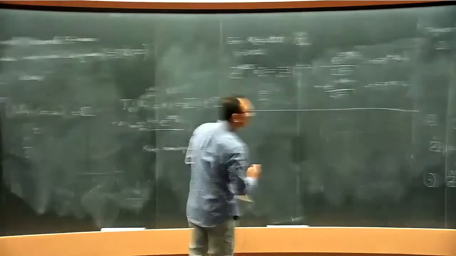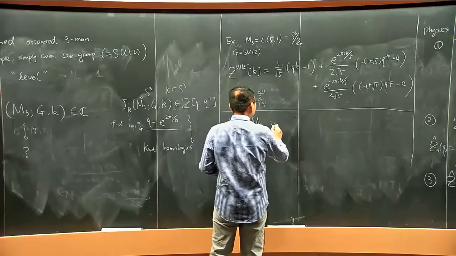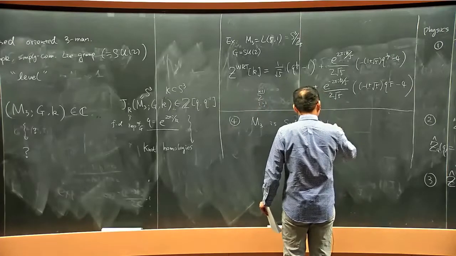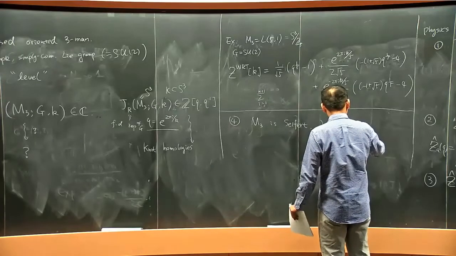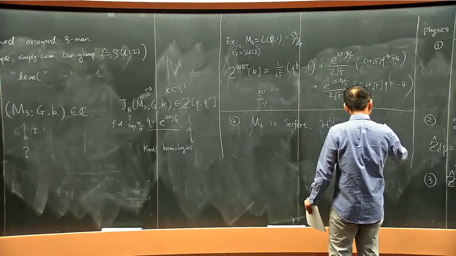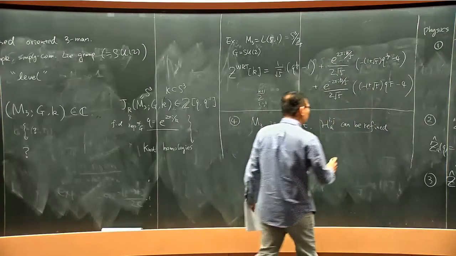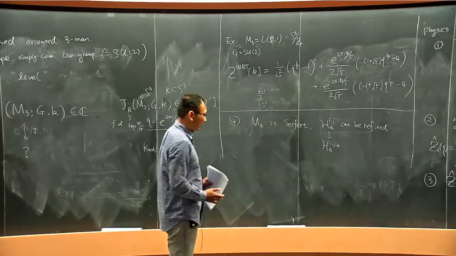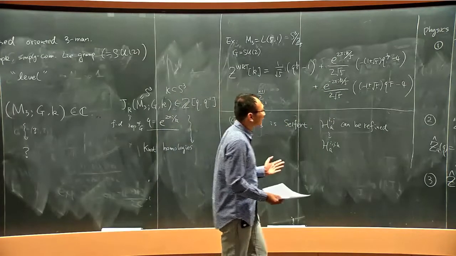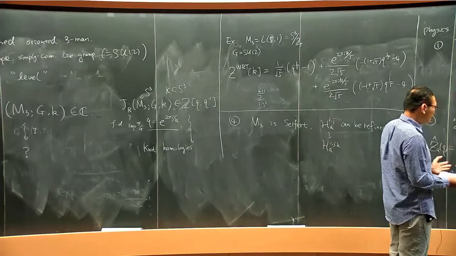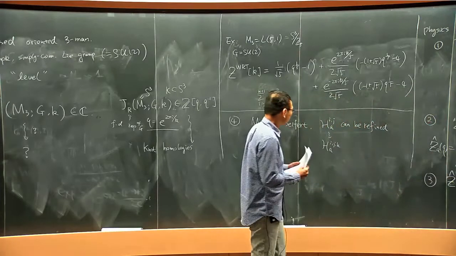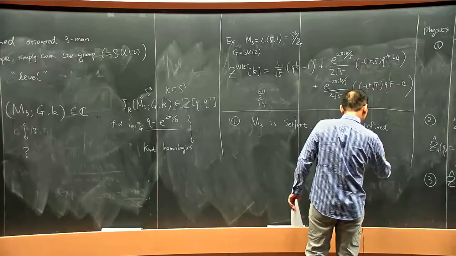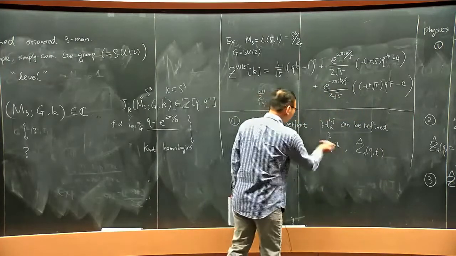Another prediction is that when M3 is plumbed, these homologies can be refined and made into a triply graded version. And Z hat will also have a refinement. Now it will be a power series in q with coefficients being polynomials in t, that decategorify the triply graded vector space.